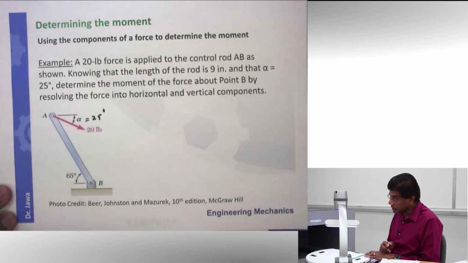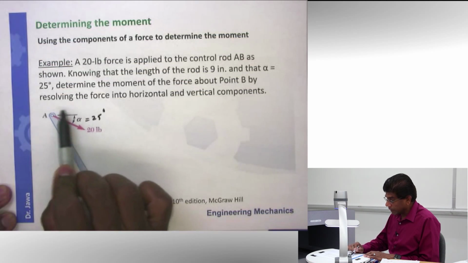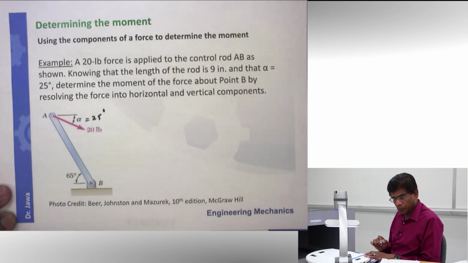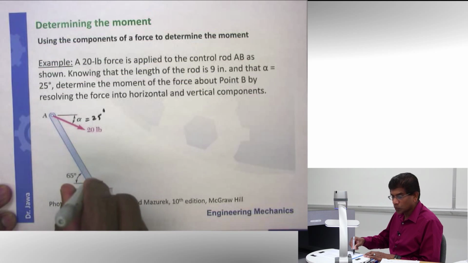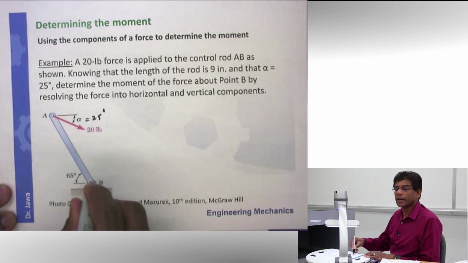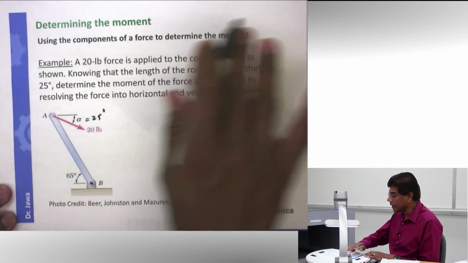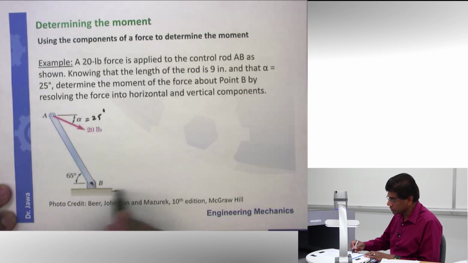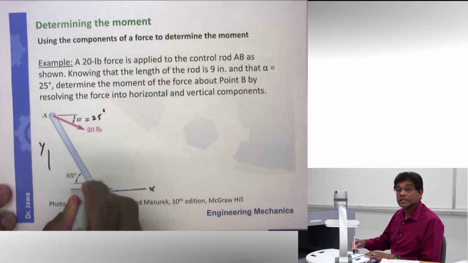And the question is, determine the moment of this force about this point B, by resolving the force into horizontal and vertical components. But I'm going to show you a couple of ways of doing it. Also realize when I say moment of this force about this point, really about an axis through B. Moment is always about an axis. In this particular case, the axis is through point B and it is perpendicular to the plane of this paper. Typically, if this is your x-axis, if this is your y-axis, the moment is about the z-axis.